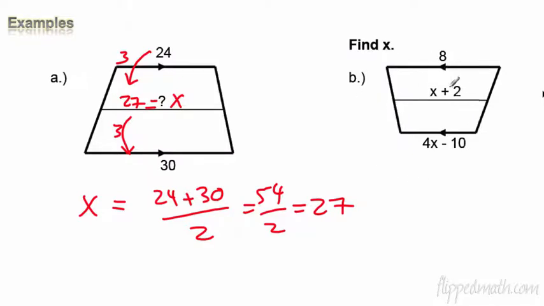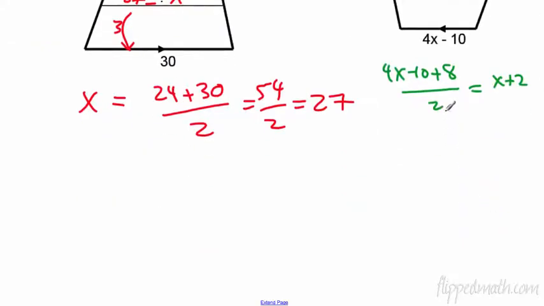The mid-segment is the average of the two bases. So I'm going to find the average of the two bases. Here's how I would write that: 4x minus 10 plus 8, divided by 2. That is the average of the two bases, and that should equal the mid-segment. Now it's just a little simple combining like terms: 4x minus 2 all over 2 equals x plus 2.